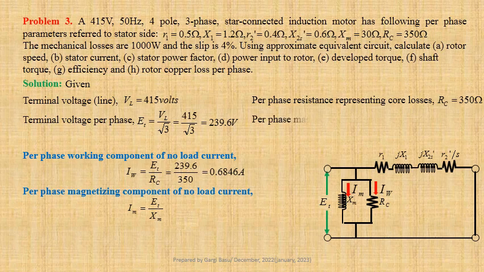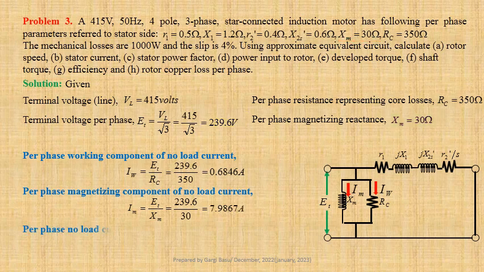Given per phase magnetizing reactance, XM equals 30 ohm. Therefore, IM equals 239.6 divided by 30, that gives us 7.9867 ampere. Expression for per phase no load current I0 equals IW minus j times IM, that is equal to 0.6846 minus j times 7.9867 ampere.